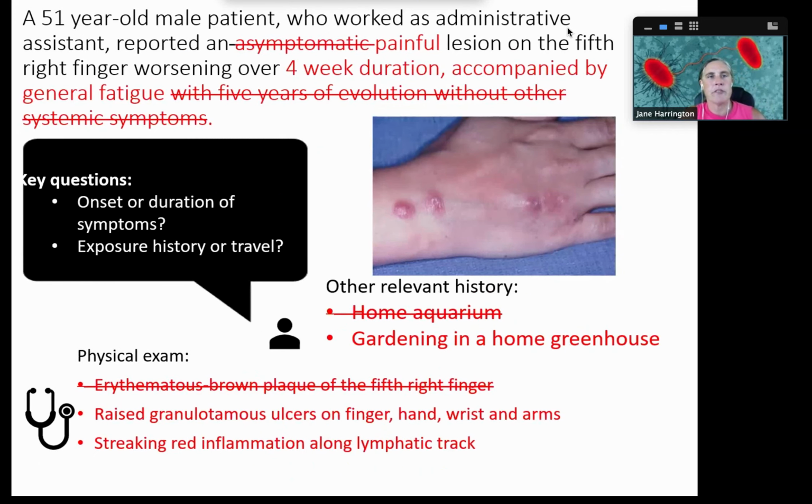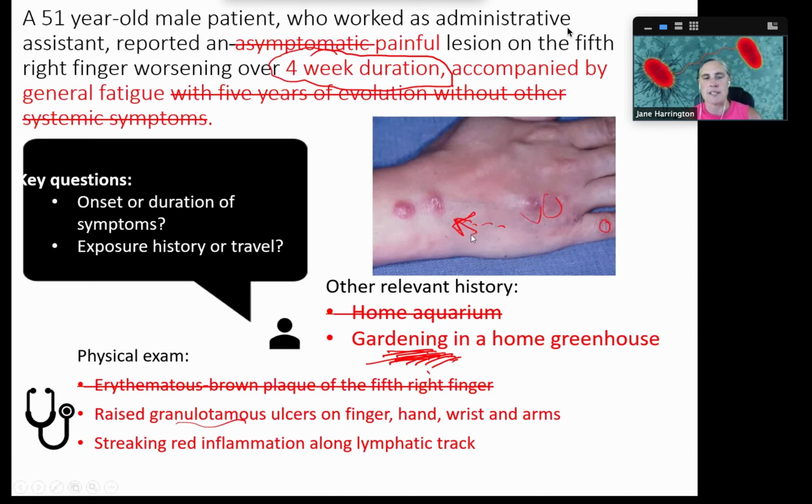So here we see a 51-year-old male patient with a painful lesion on the fifth right finger over a 4-week duration. The 4-week duration is a really important clue here. Now we're talking about gardening, so the history changes very much. In this particular picture, we're seeing granulomatous lesions. They started on the finger and they're progressing, and you're seeing the streaking going on. There's not that many things that can cause that. So, streaking red inflammation along the lymphatic tract.